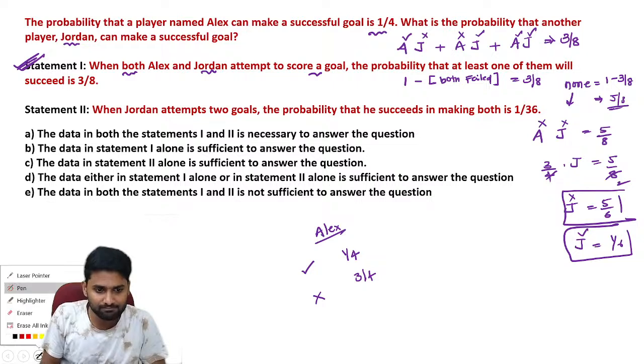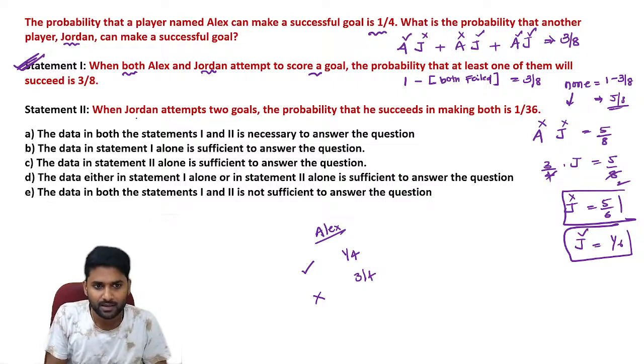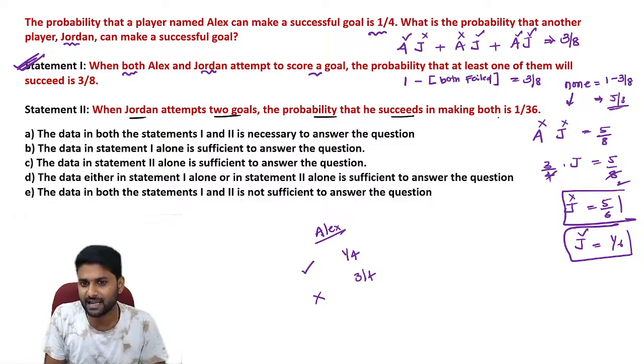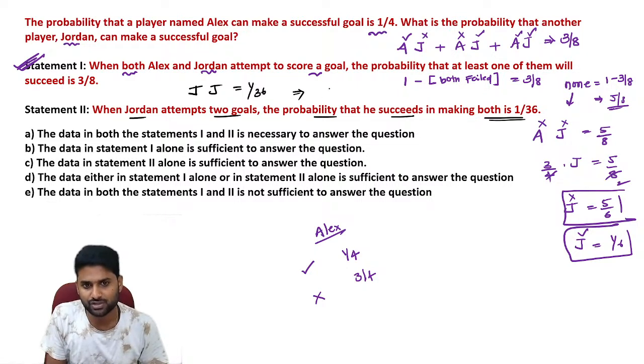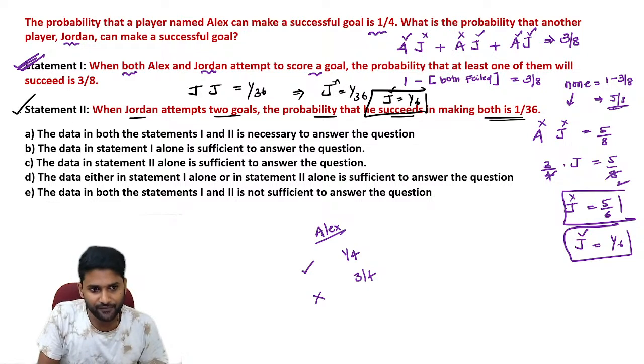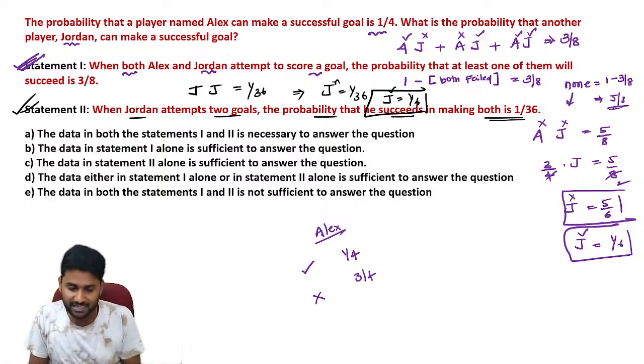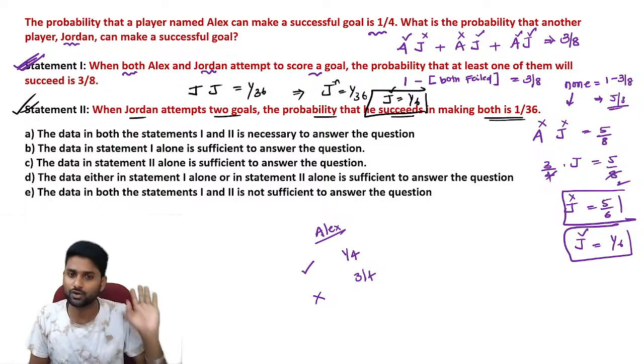Let's find the second one. When Jordan attempts two goals, the probability that he succeeds in making both is 1 by 36. For example, case number 1, he succeeded, and the total probability is 1 by 36. So it's all about j into j. If j square is equal to 1 by 36, he succeeded exactly equal to 1 by 6. Yes, statement 1 alone is sufficient, and statement 2 alone is sufficient to answer the question.